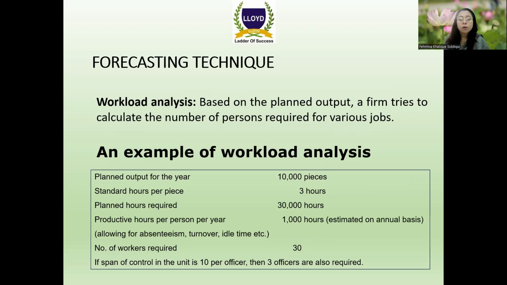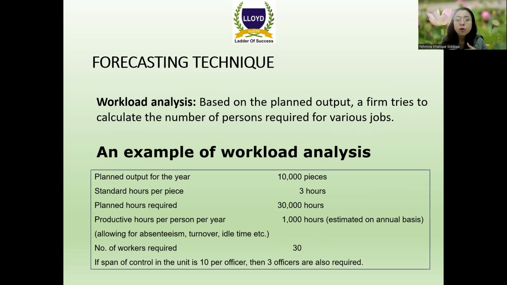So in order to, because one piece takes 30 hours to complete, right? So if the span of control in the unit is 10 per officer, then 3 officers are required to complete the job. So I'll repeat once again.